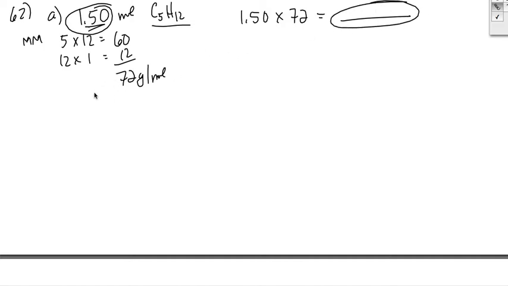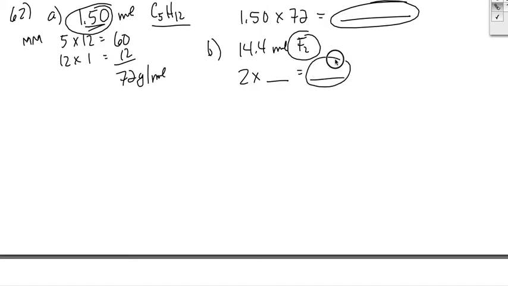Let's do one more together. Let's do B. It says find the mass of 14.4 moles of F2. So you look on the periodic table, look for F. There are 2 of them. It's F2. So 2 times the molar mass of fluorine is going to give you the molar mass of F2. Then you're going to take this number and multiply that by 14.4, to get the mass of 14.4 moles of F2. Okay? All right, you do the rest of those.